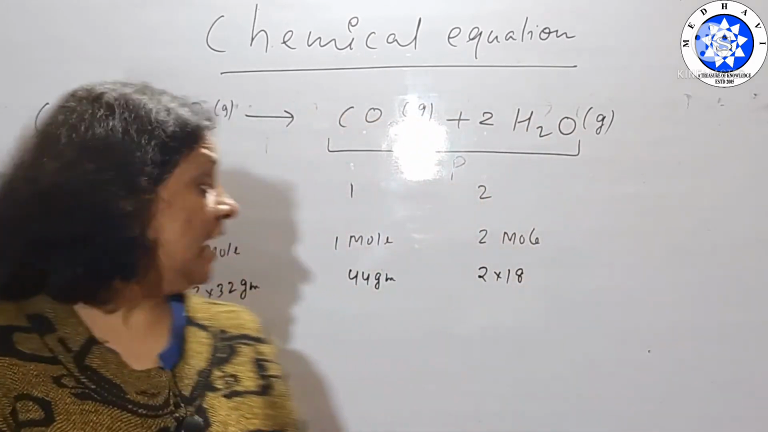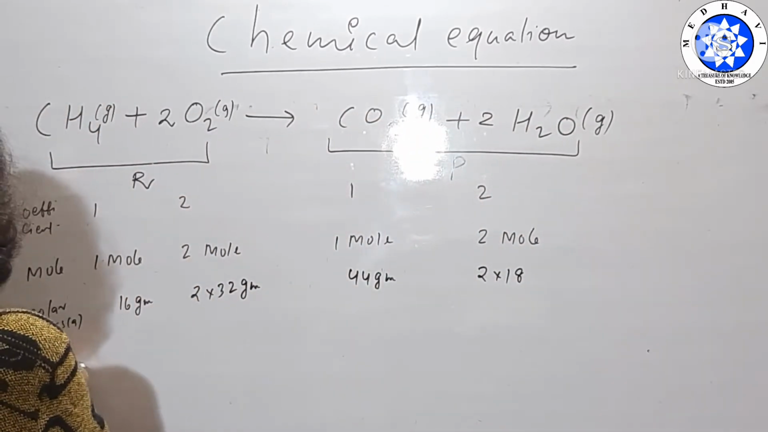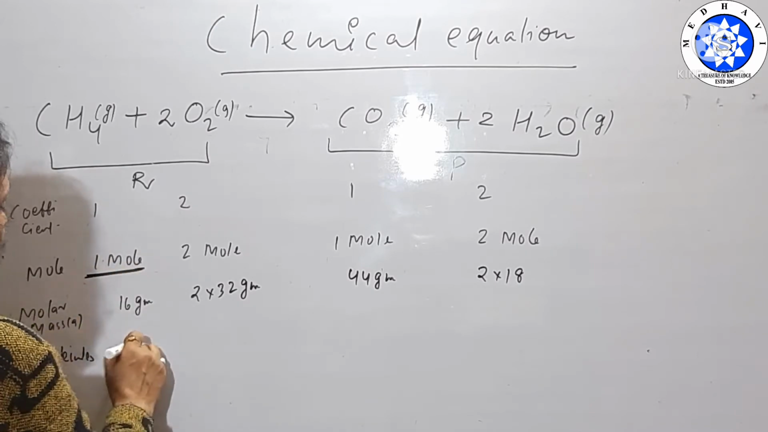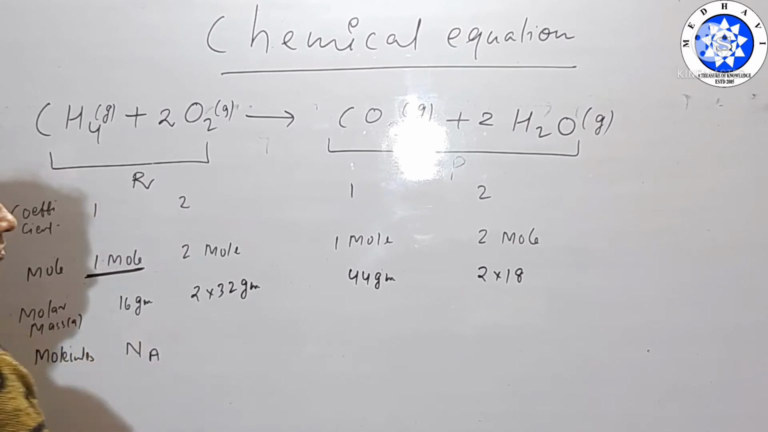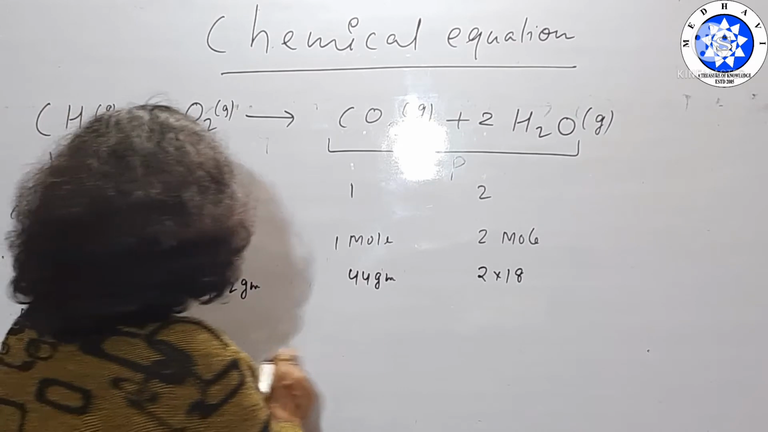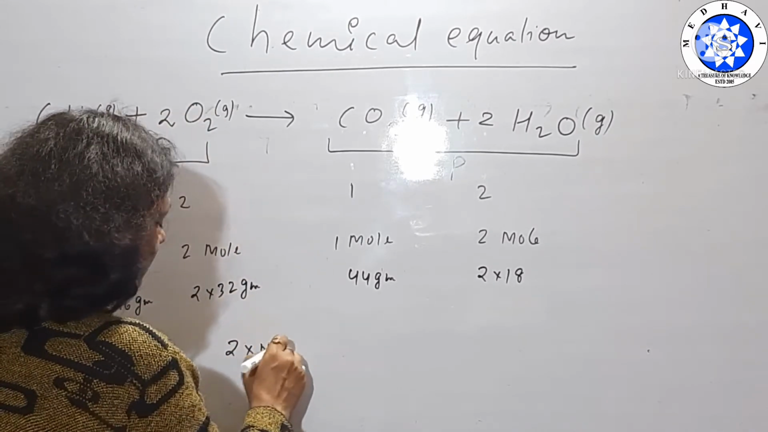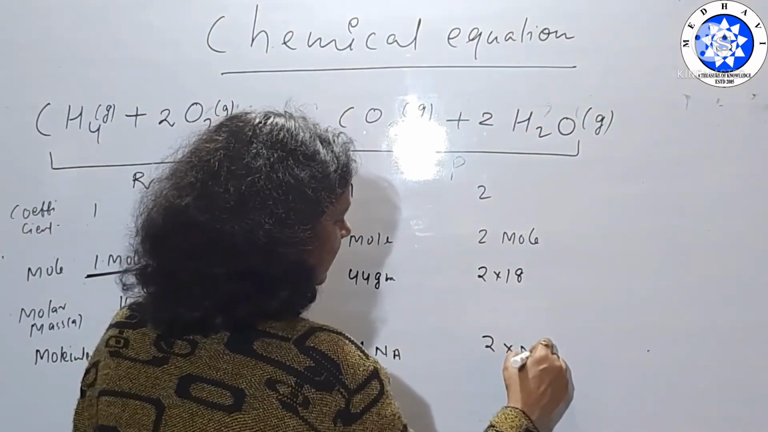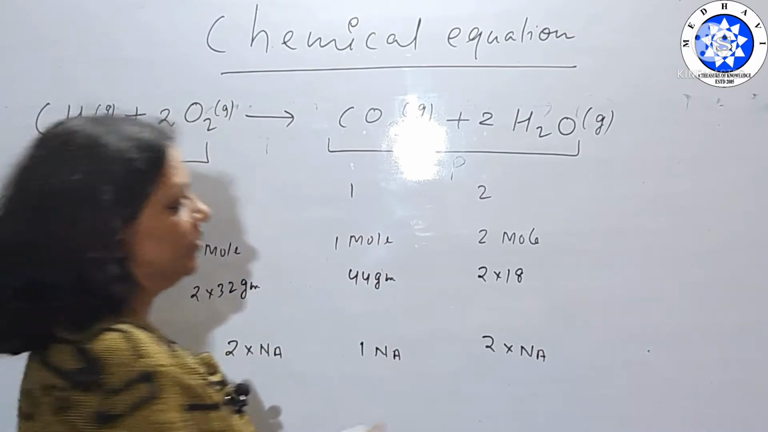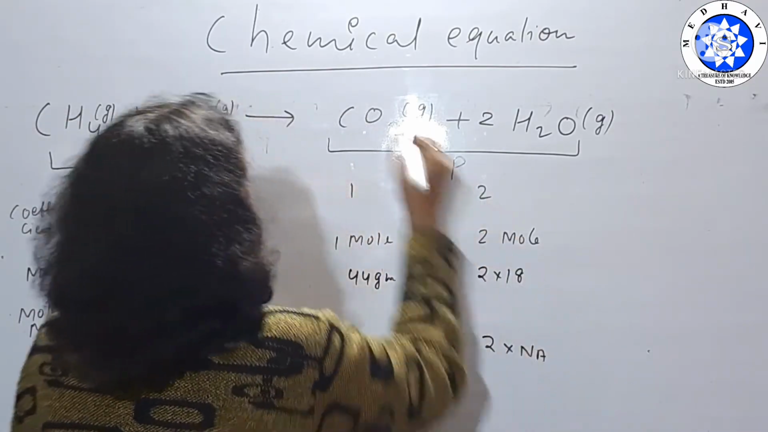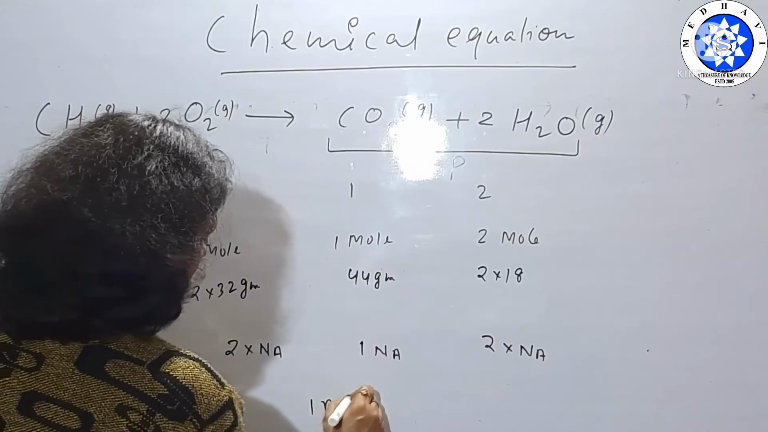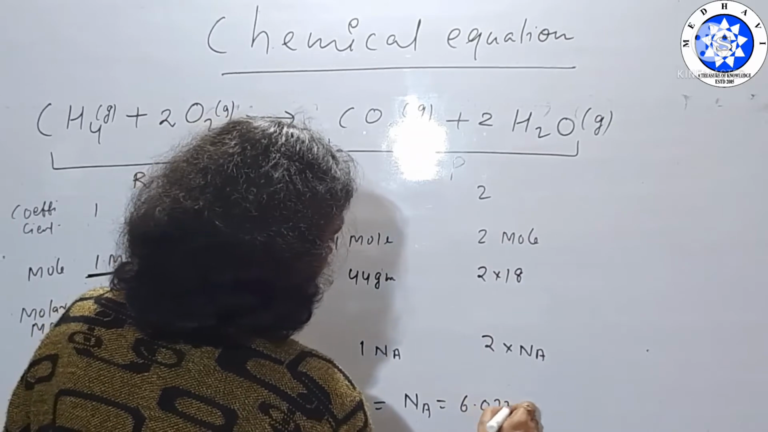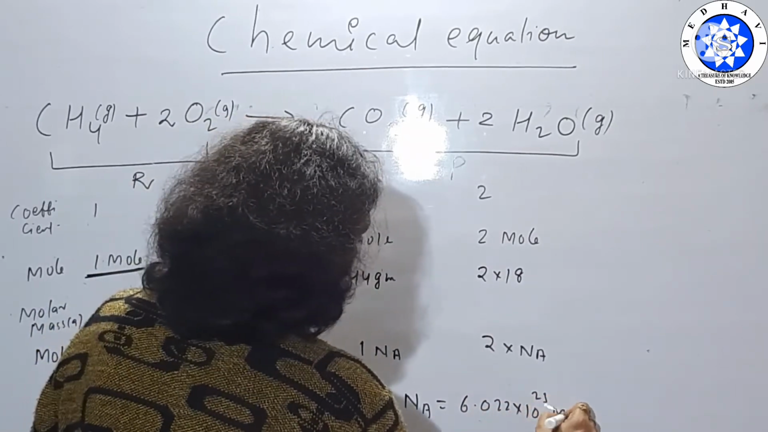Now, we can get an idea of molecules also. You can say 1 mole is equal to Avogadro number of methane molecules. Here 2 into Avogadro number, here 1 into Avogadro number, here 2 into Avogadro number. Because 1 mole is equal to NA, that is the Avogadro number, 6.022 into 10 to the power 23 molecules.